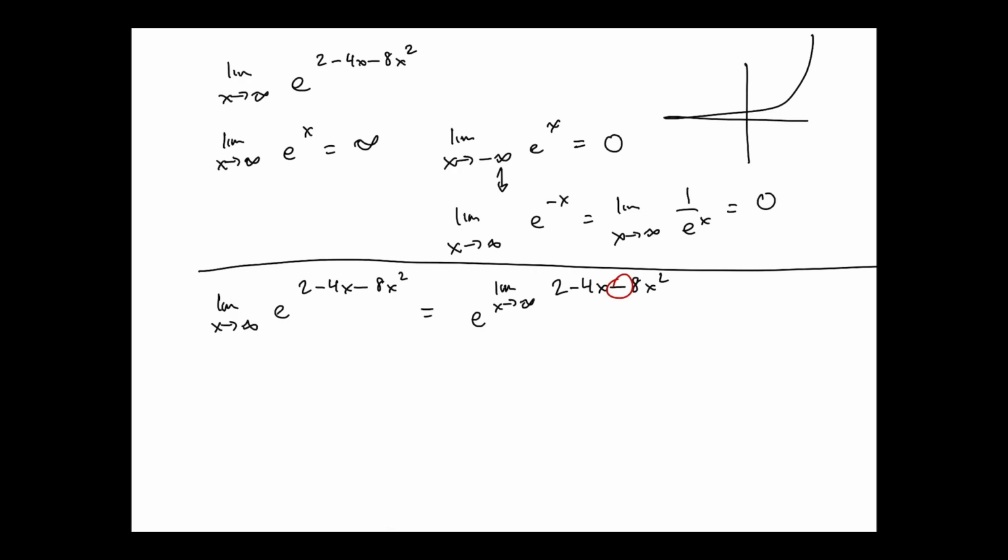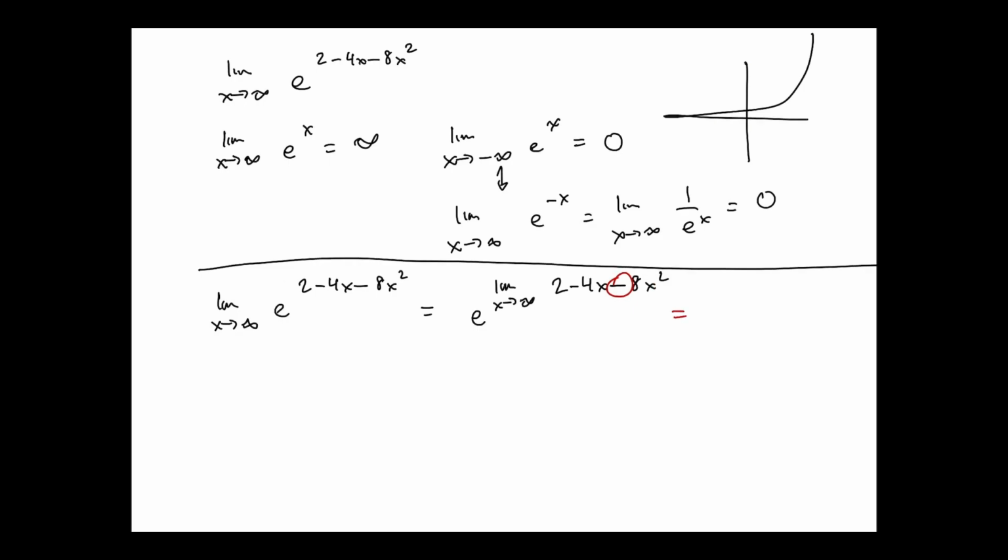Oh, I'm sorry. It's 0 because we've got e to the minus infinity. The power goes to minus infinity. And what did we say e to the minus infinity was basically going to be? 0, right? Okay, yeah, sorry.